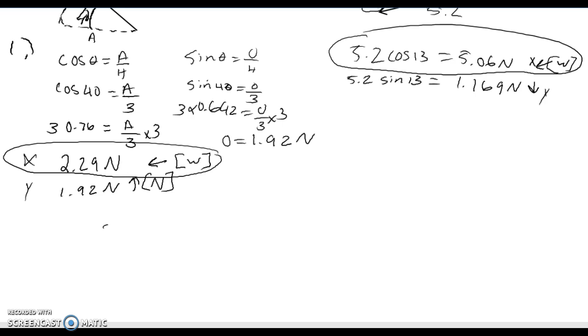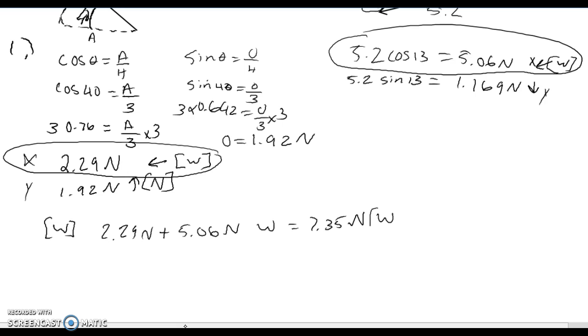So here I have 2.29 newtons going west, plus 5.06 newtons also going west. Okay, so if you add those two together, 2.29 plus 5.06, you are going to get 7.35 newtons going west. Okay, now from there, let's add whatever's going north and south.